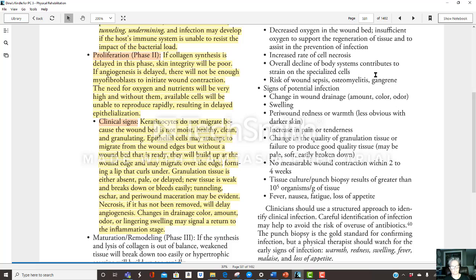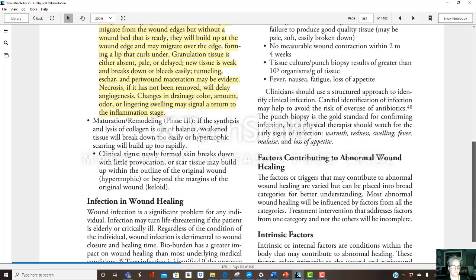Granulation tissue is either absent, pale, or delayed. New tissue is weak and breaks down or bleeds easily. Tunneling, eschar, and periwound maceration may be evident. Necrosis, if it has not been removed, will delay angiogenesis. Changes in drainage color, amount, odor, or lingering swelling may signal a return to the inflammation stage.